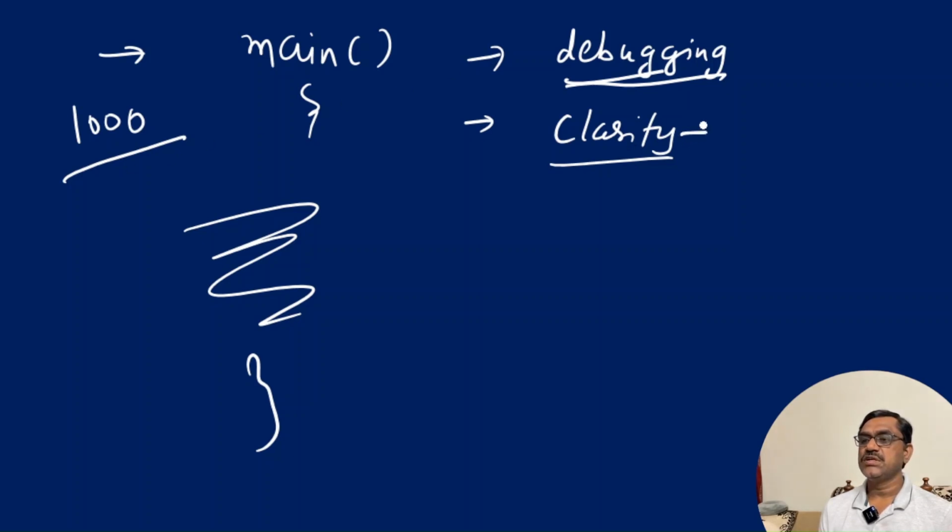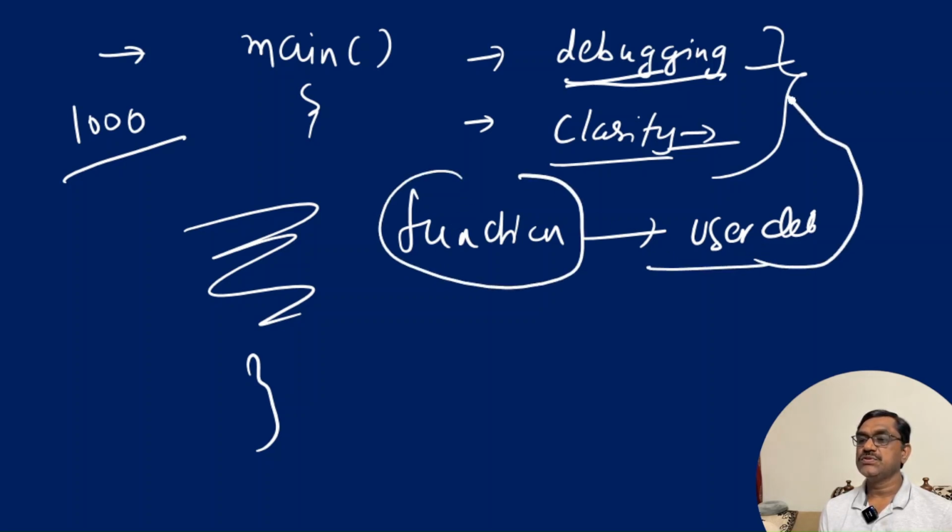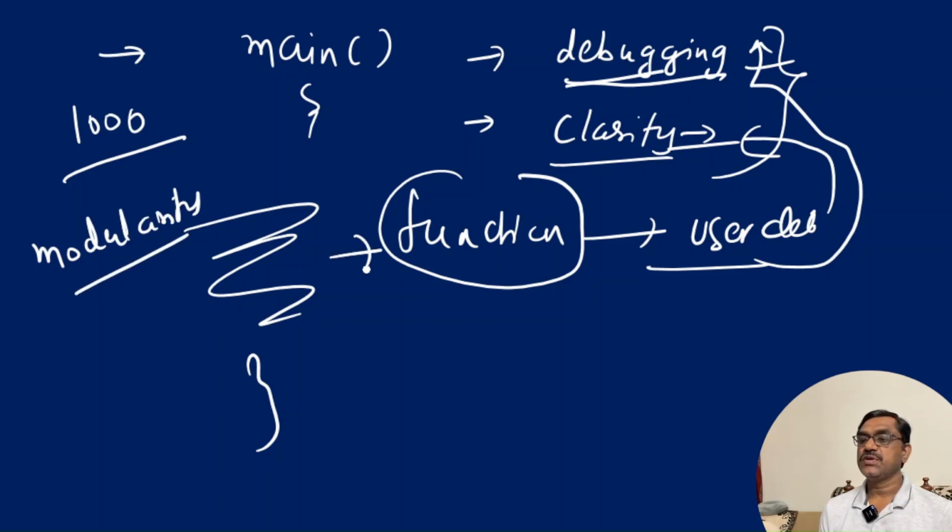So this is another disadvantage when you don't use functions. We are using only the built-in function main, so debugging is a problem and clarity is also a problem. So for these two important reasons, we are going for the concept of functions, or we say user-defined functions. User-defined functions are mainly used for improving debugging, to provide clarity, and also to provide modularity.